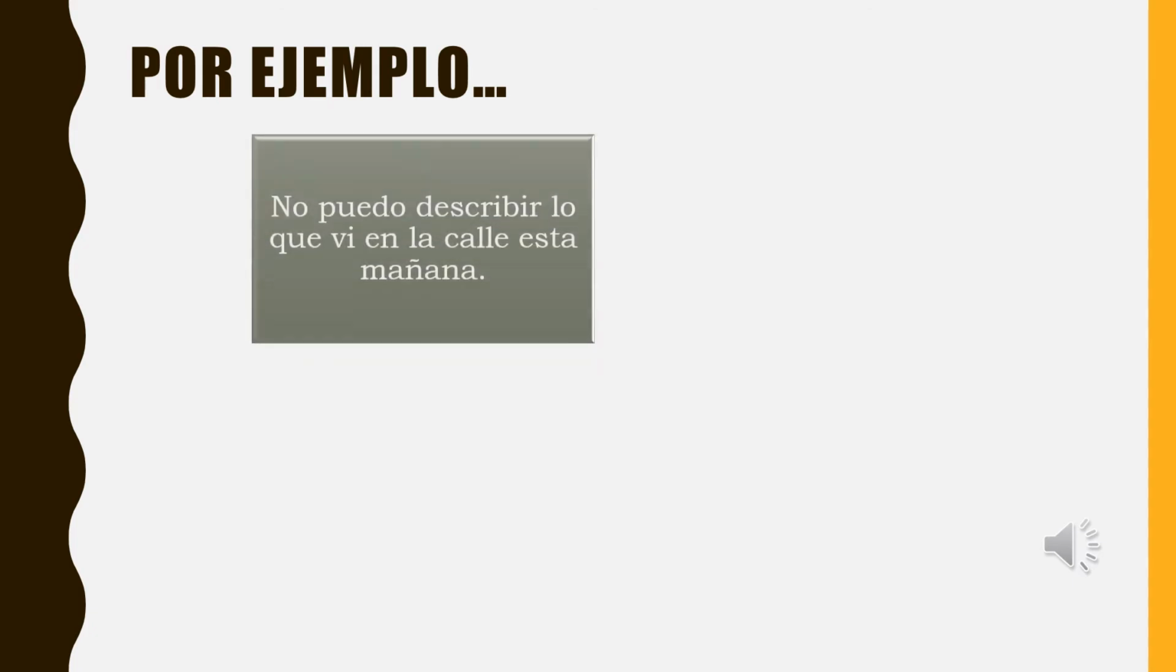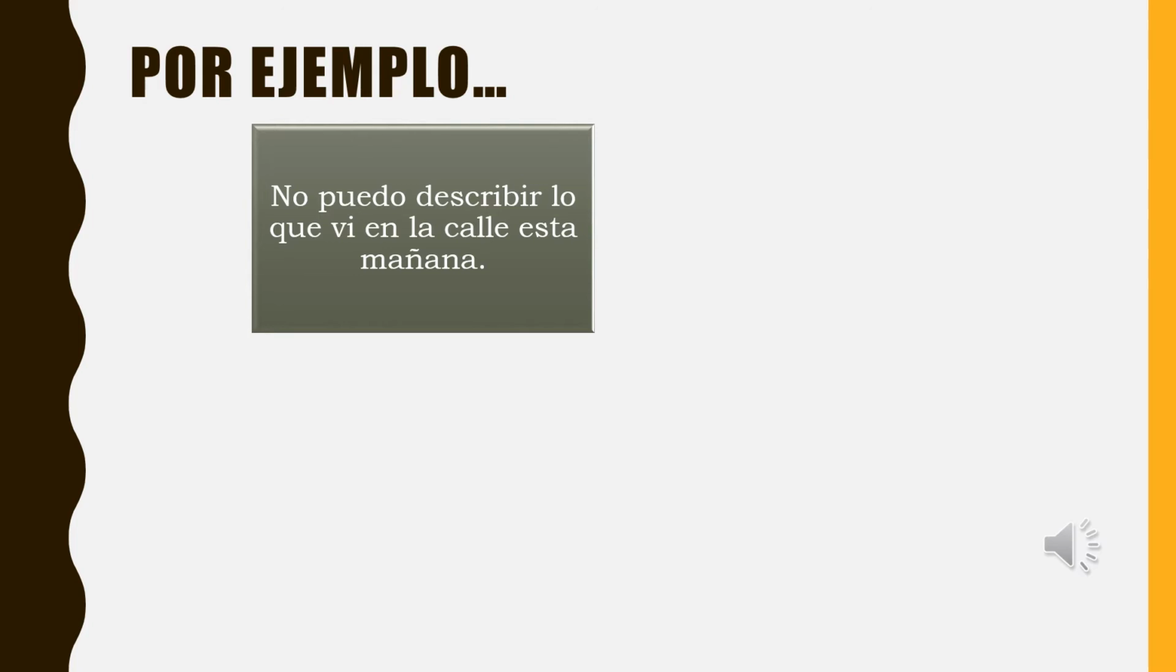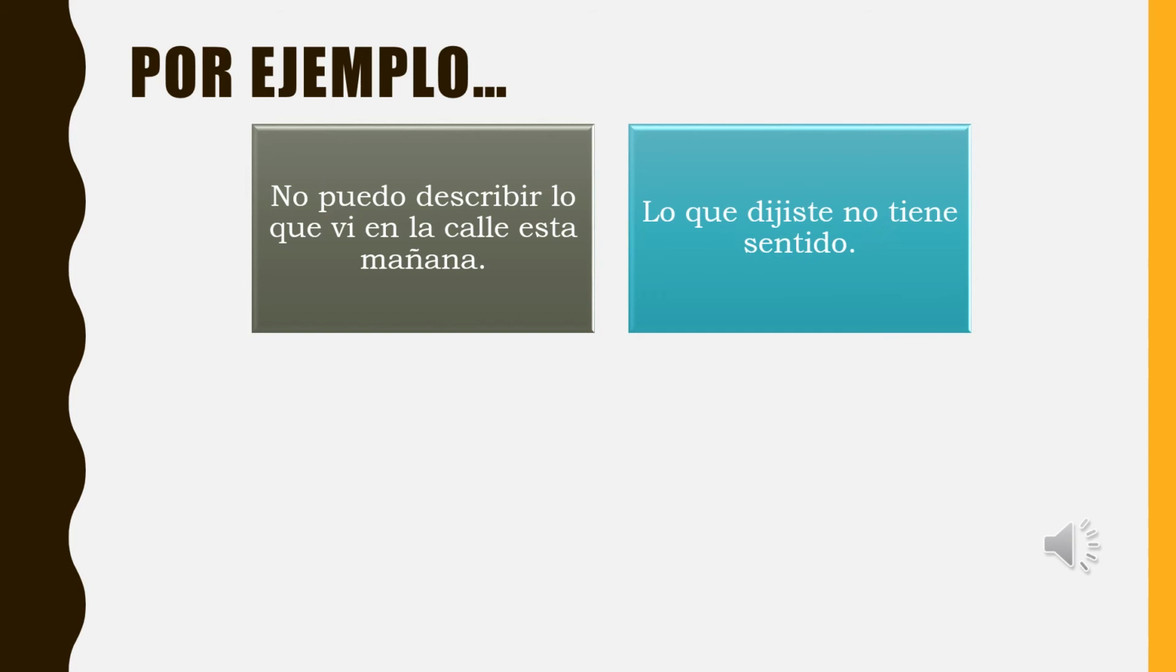So let's take a look at a few examples. "No puedo describir lo que vi en la calle esta mañana." In this example, we use lo que because we don't know what you saw. We don't know what the antecedent is. "Lo que dijiste no tiene sentido." Well, we don't know what you said, so again, in this example, we don't have an antecedent, so we need to use lo que.